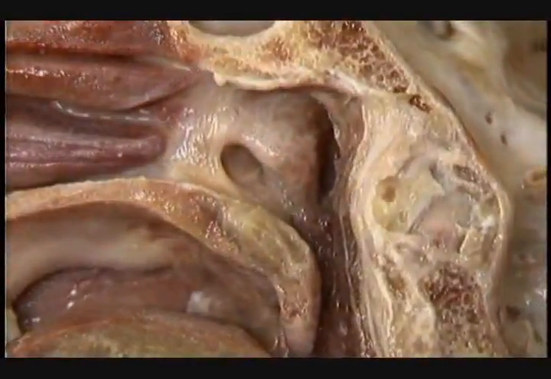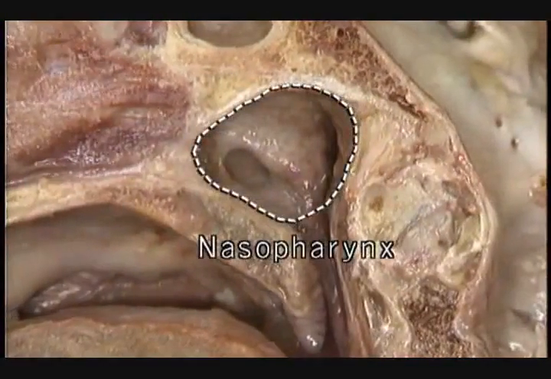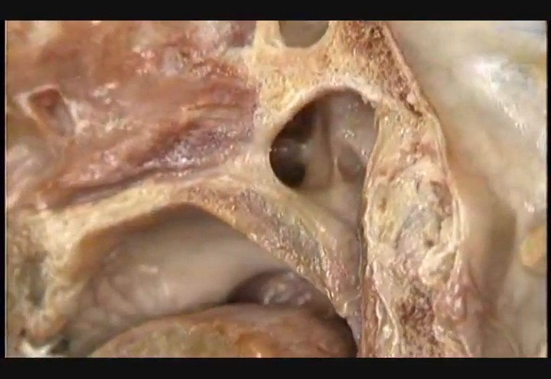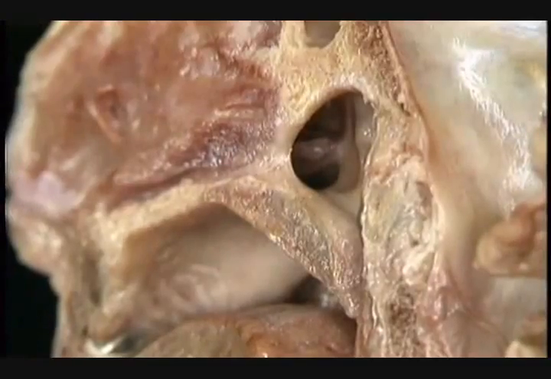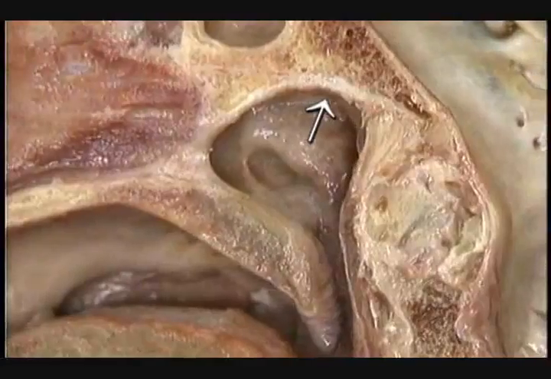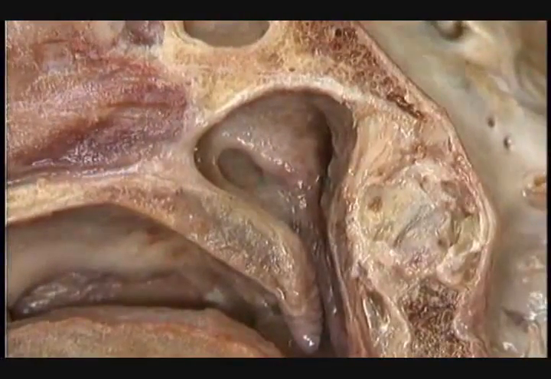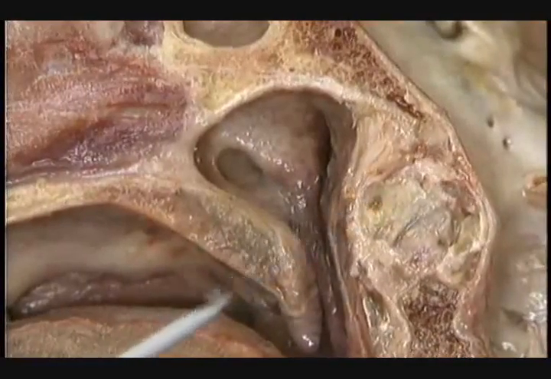Now we'll move back and look at the nasopharynx. To do that, we'll put the nasal septum back in place. Here's the right half of the nasopharynx. The openings from the two nasal cavities into the nasopharynx, here's the right one, are called the choanae, or posterior nares. The roof of the nasopharynx lies underneath the basilar part of the occipital bone. The back of the nasopharynx lies in front of the atlas vertebra. Here's the anterior arch of the atlas.